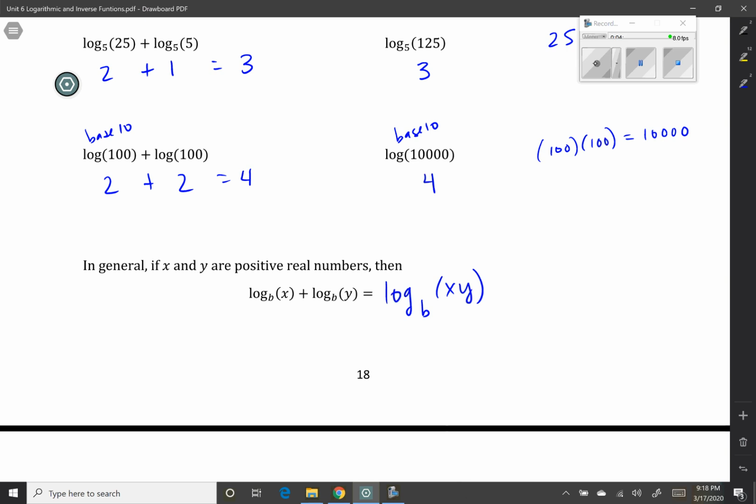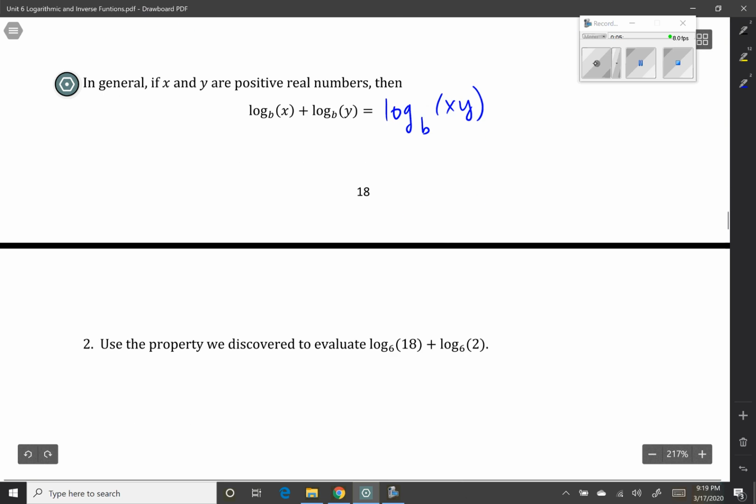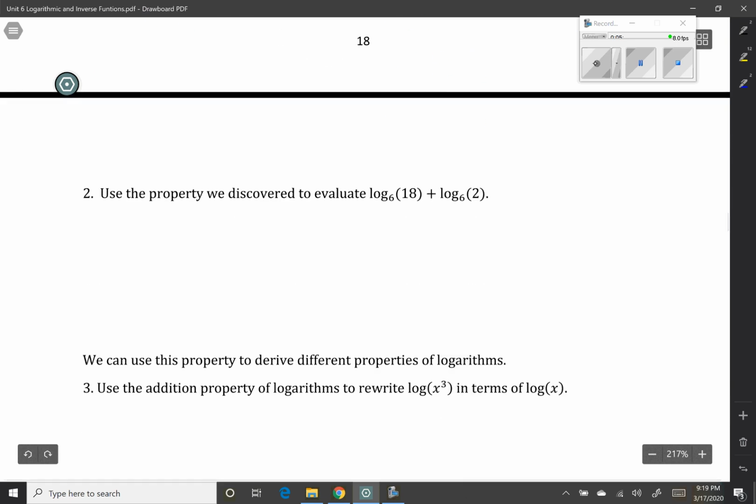This property is not so commonly used in Algebra 2, but it might come up in some of our problems. Let's use this to evaluate something that we couldn't previously evaluate yesterday without using a bunch of decimals and stuff, like number 2. So using the same property, since both of them have the same base, I can multiply this 18 and this 2. So I can rewrite this as log base 6 of 36, because 18 times 2 is 36, making this answer just simply 2.